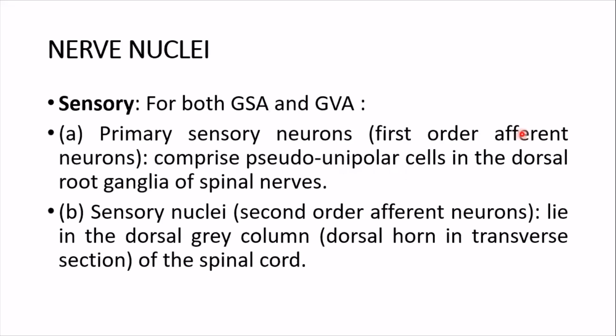So from this, we move to the next topic, which is the spinal nuclei. Of course, I told you already, the sensory component of the spinal nerve: the sensory nuclei for both general somatic afferent and general visceral afferent. The primary sensory neurons, the first order afferent neurons, comprise pseudo-unipolar cells in the dorsal root ganglion of the spinal nerves. And then the sensory nuclei, the second order afferent neurons, lie in the dorsal gray column, the dorsal horn, in the transverse section of the spinal cord.